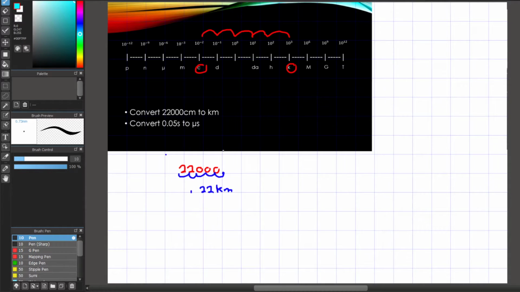Let's do one more example. We're going to convert 0.05 seconds to microseconds. First, find it on the scale. Remember, since seconds has no prefix, that would mean it is located at the very center of the scale. Once you find micro, count the number of intervals in between.